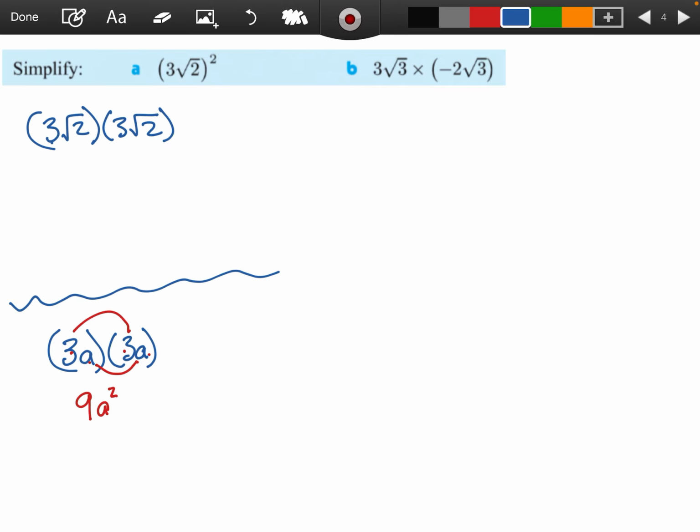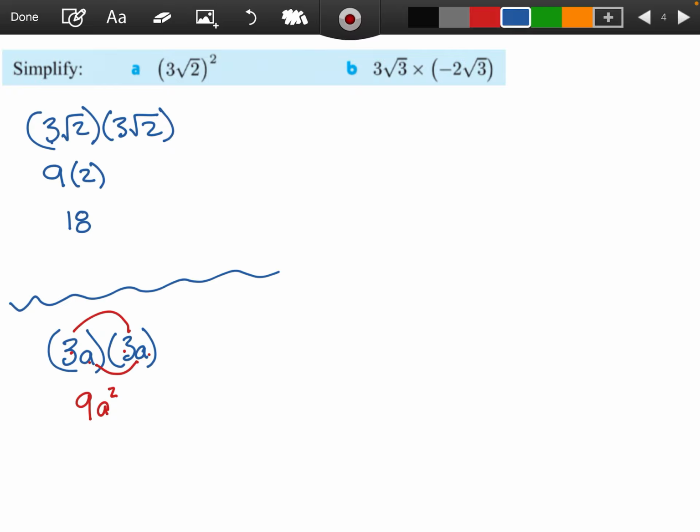We're going to multiply the numbers by the numbers, so in this case 3 times 3 gives us 9. Then we multiply the roots by the roots. So root 2 times root 2, times itself, gives us just 2. So this becomes 9 times 2 to give us a final answer on this one of 18.